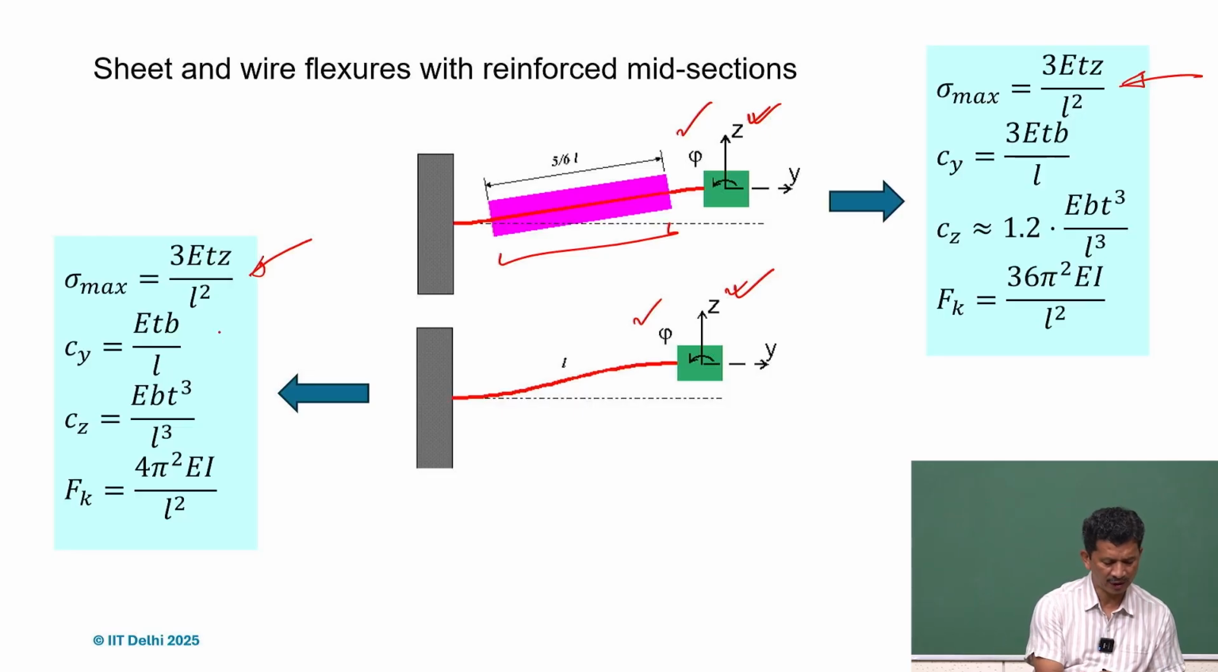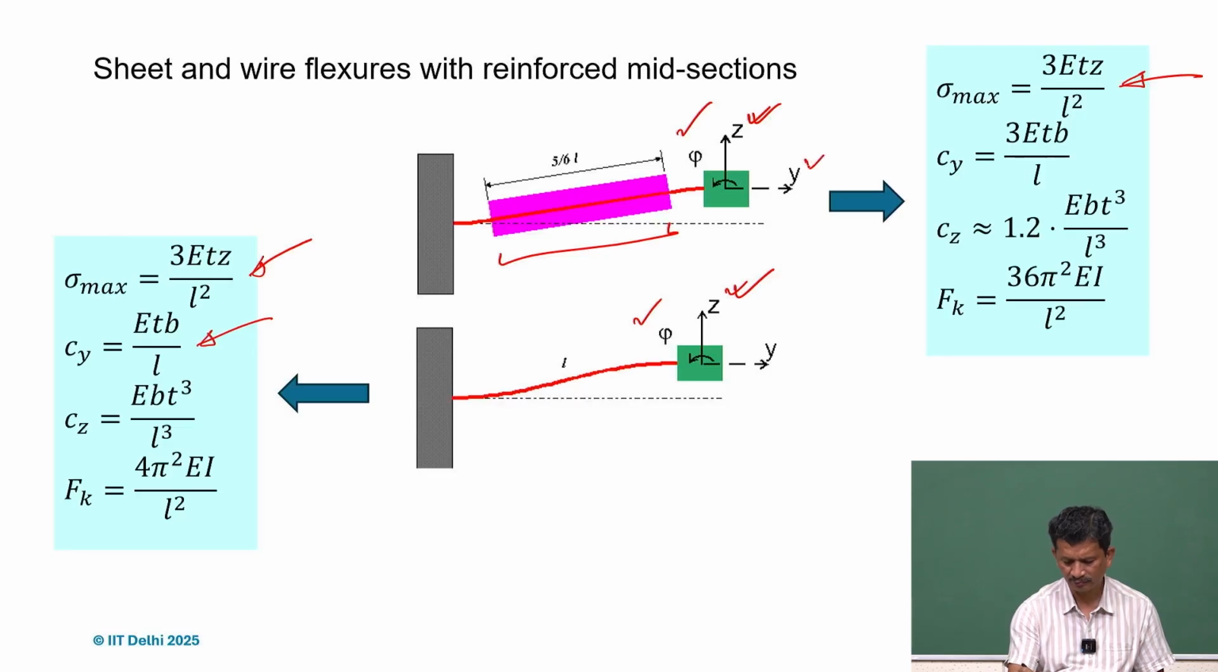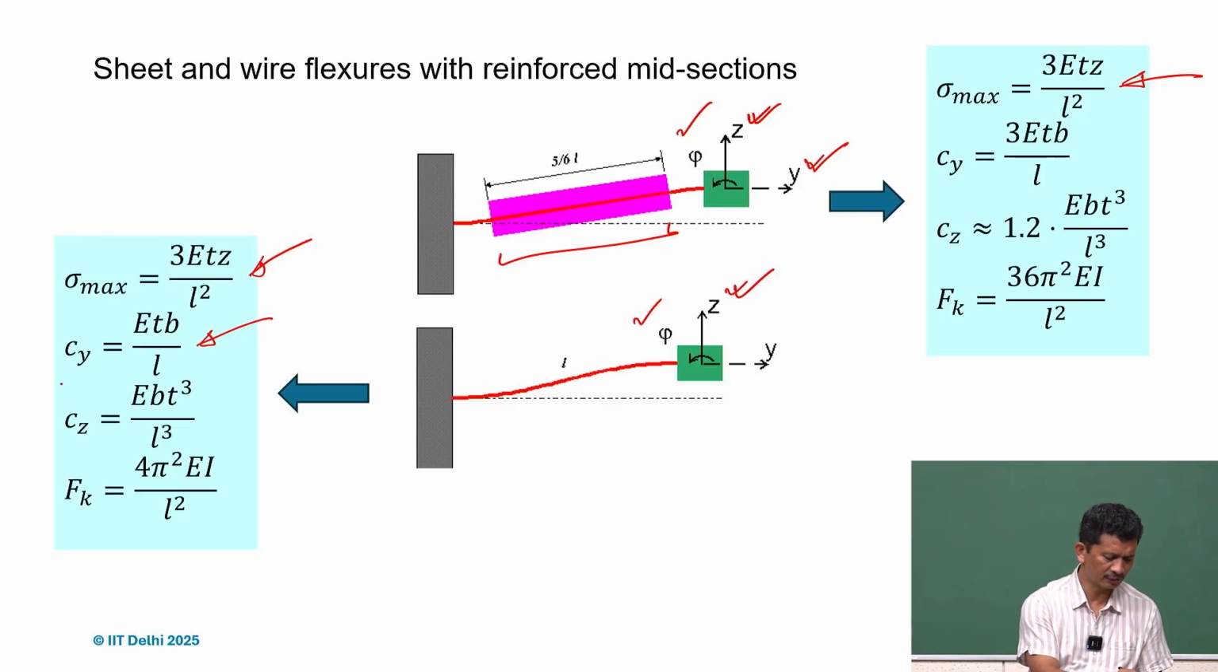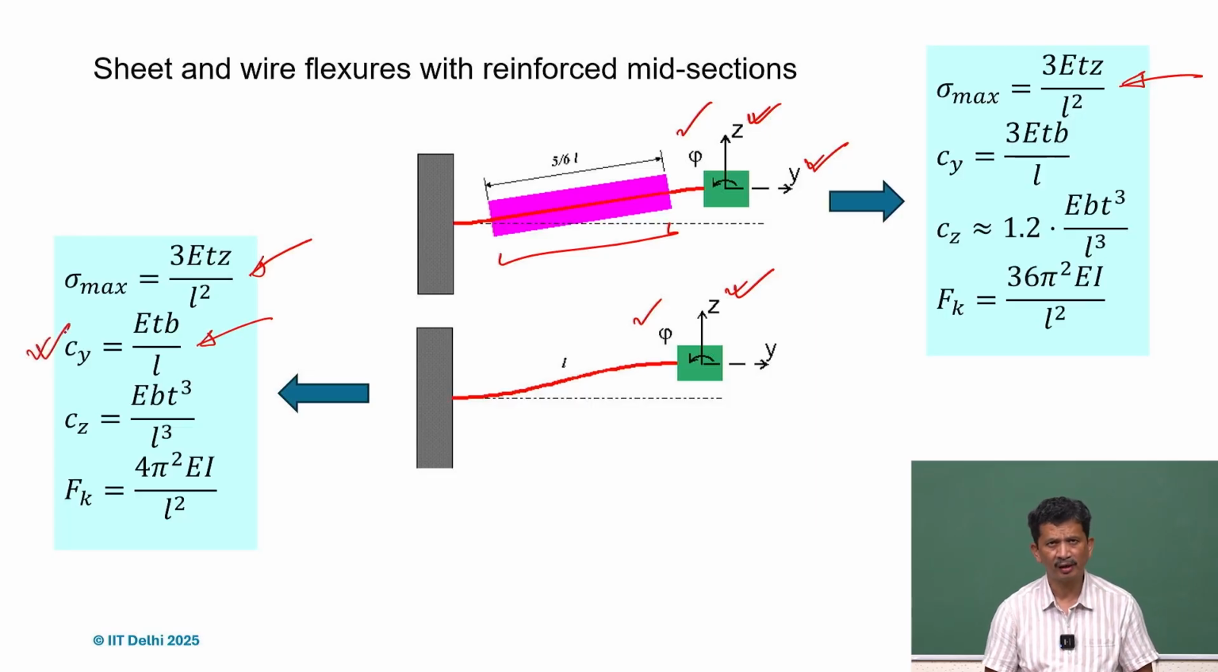What happens to Cy? In the y direction, this is the stiff direction, the longitudinal direction, and in the stiff direction, we want to have higher stiffness. If it's not reinforced, it's EA by L, the area of cross section and the total length in this case. When it's reinforced, it increases by a factor of 3, so 3 times.